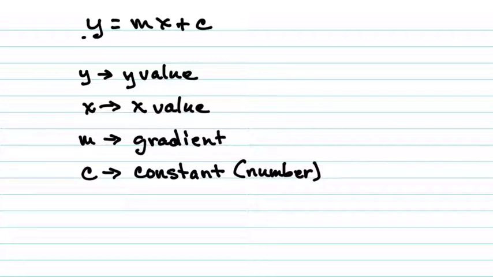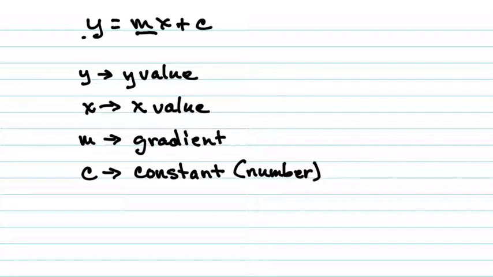Now, one of those things is the gradient, the m. And m is always, guys, in the same place. Where is it? In front of the x. So it's the coefficient of x. The coefficient just means the number in front of the x. Whatever number you have in front of your x is the gradient. So all you have to do is read it. But it must be in this form.